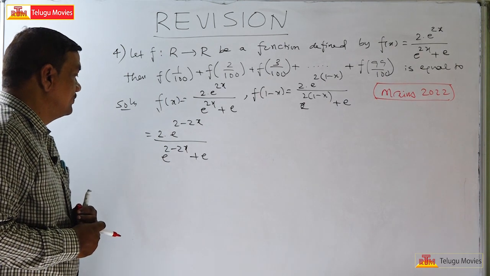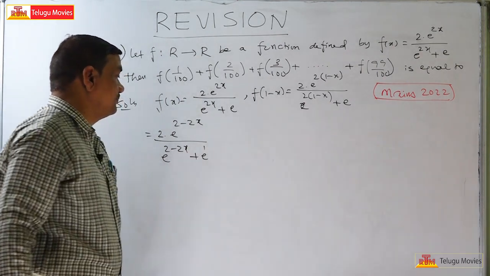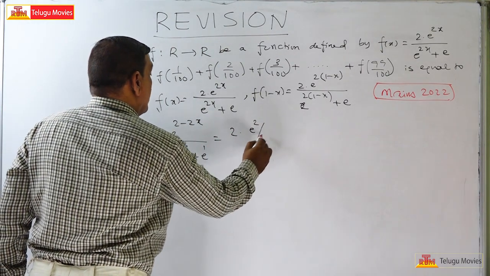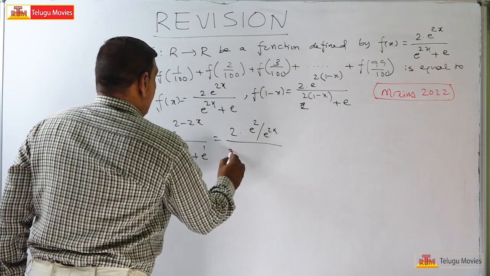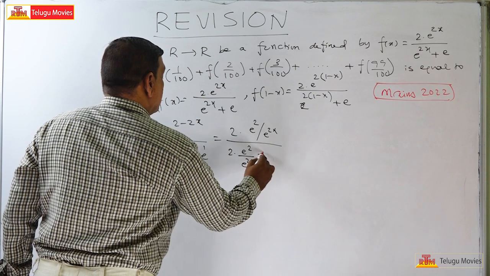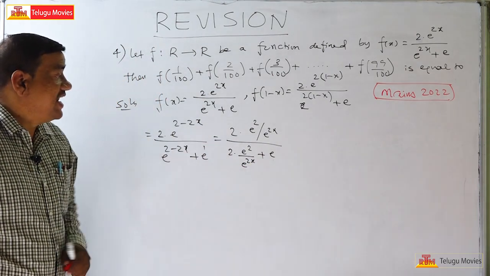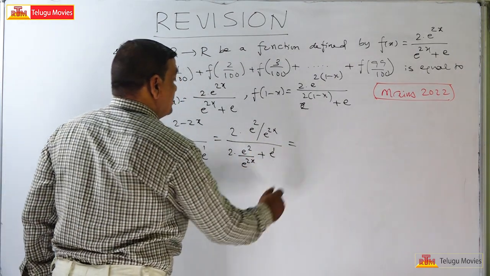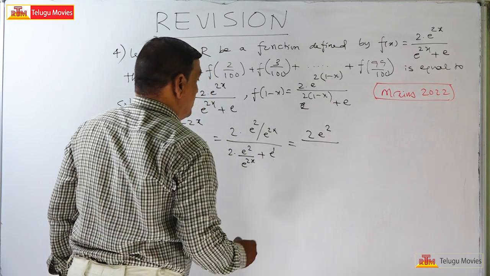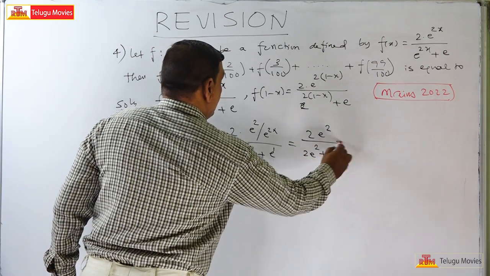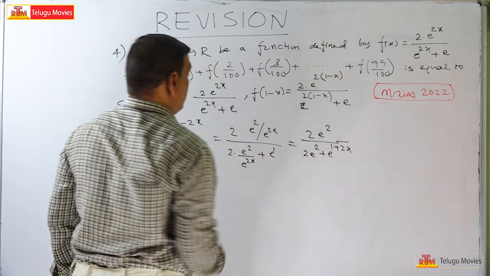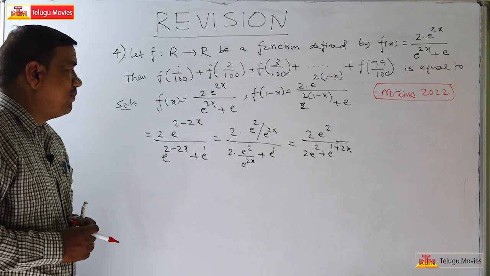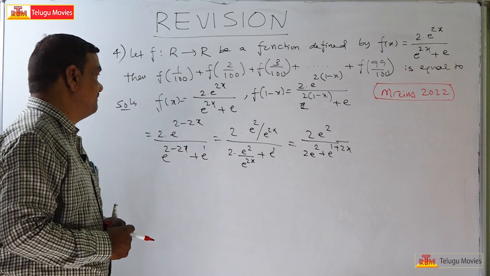Understand? Okay, e power 1 is there. So using the power rule m minus n, that is equal to 2 into e square by e power 2x, over 2 into e square by e power 2x plus e. If you take the LCM, e power 2x will get cancelled. Here e power 1 is there. So we get 2e square by 2e square plus e to the power of 1 plus 2x. Understand?